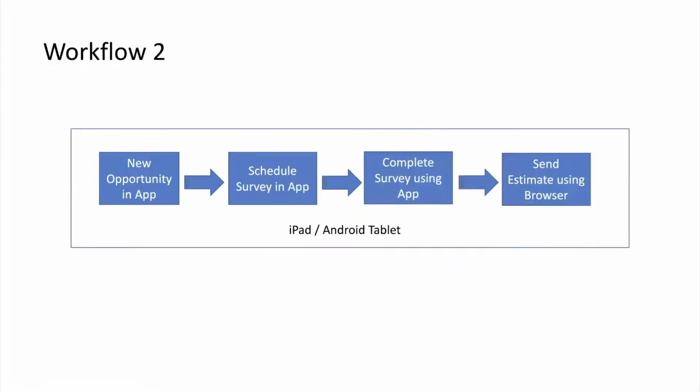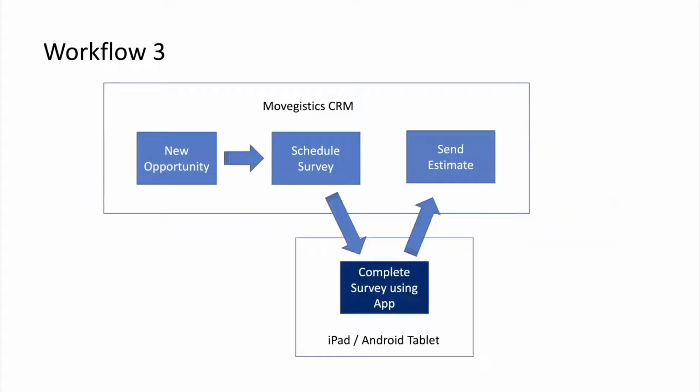The second option is you can do all of it inside the app. You can create a new opportunity, schedule the appointment, complete the survey, and also send it out using your tablet's browser. The third workflow is you could create a new opportunity and schedule an appointment in the CRM, complete the survey in the app, and then come back to your office and send the estimate from your computer.